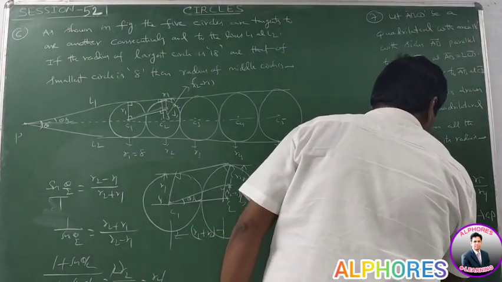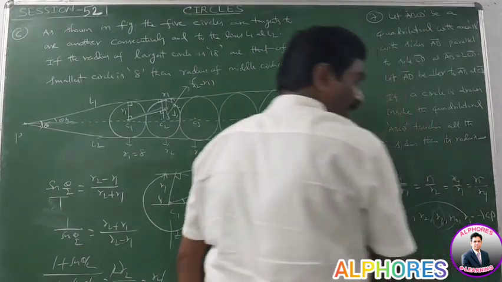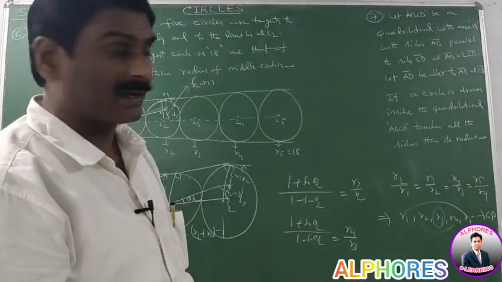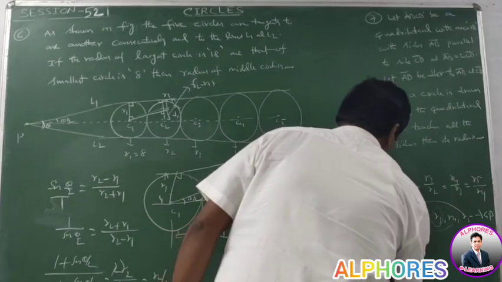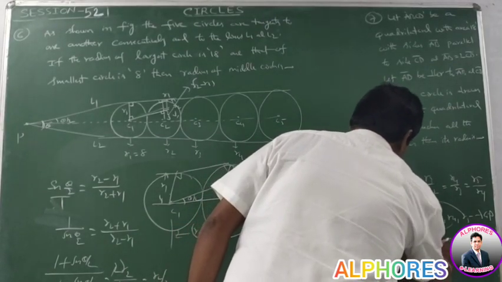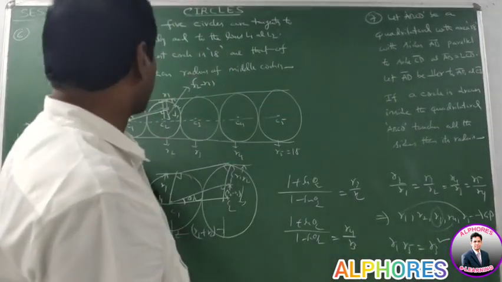R1 into R5 is equal to R2 into R4 is equal to R3 square. By using that property, we find the radius of the middle circle. Here, R1 into R5 is equal to R3 square. What is the value of R1?